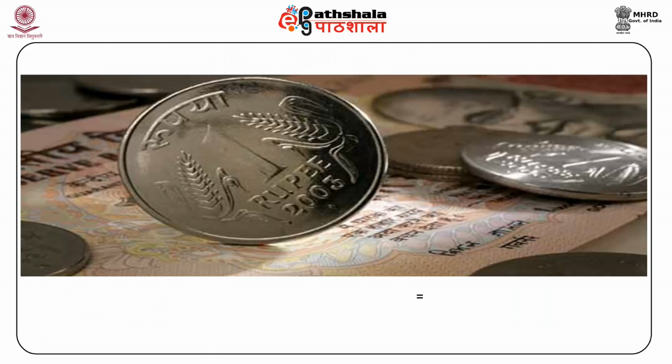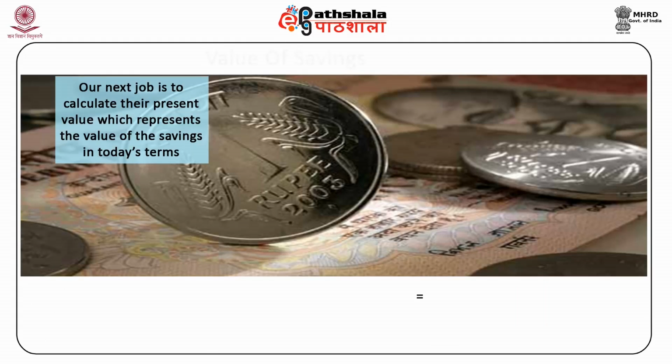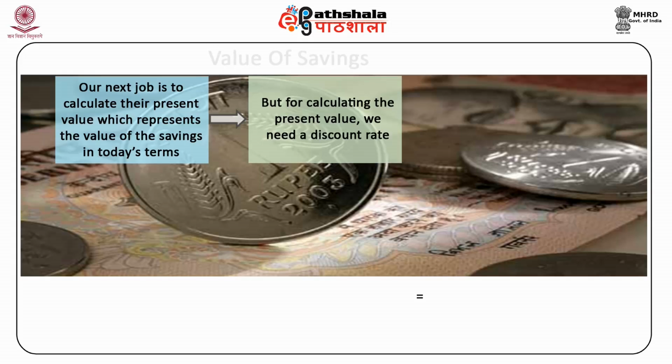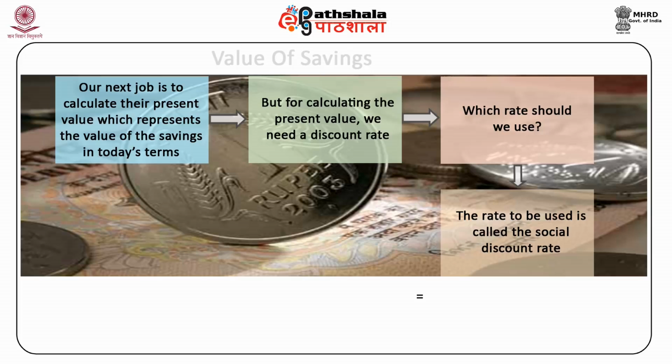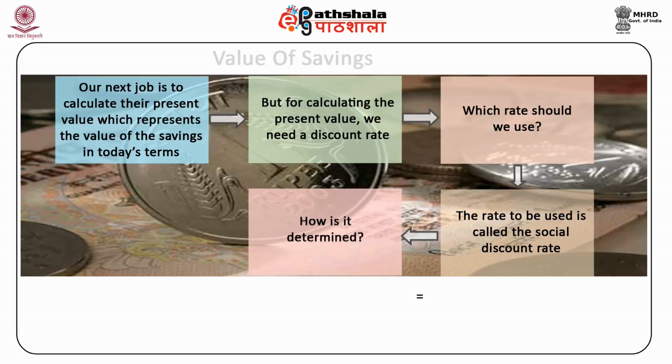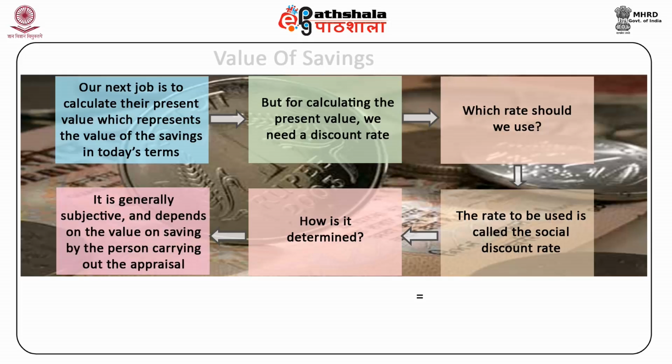Having derived the cash flows, our next job is to calculate their present value, which represents the value of the savings in today's terms. But for calculating the present value, we need a discount rate. Which rate should we use? The rate to be used is called the social discount rate. How is it determined? It is generally subjective and depends on the value on savings by the person carrying out the appraisal. The higher the value placed on generation of savings, the lower is the discount rate, and vice versa.